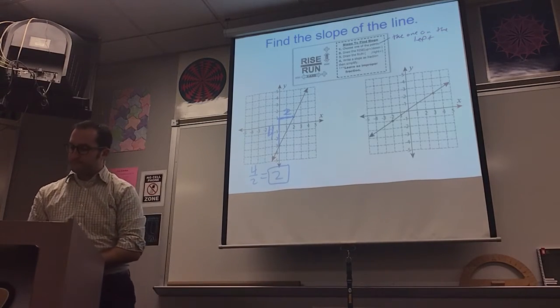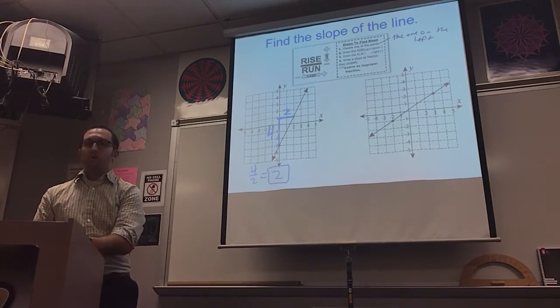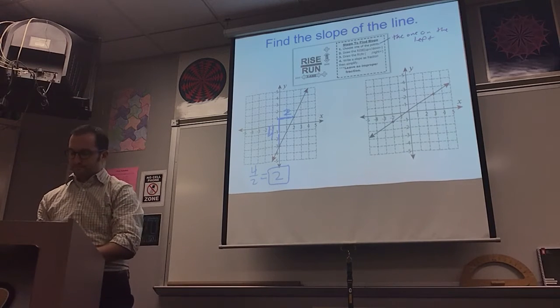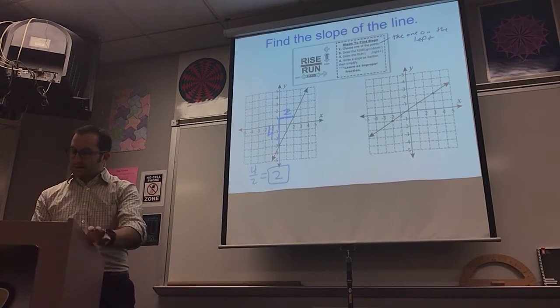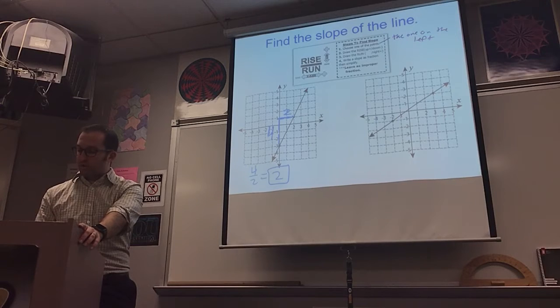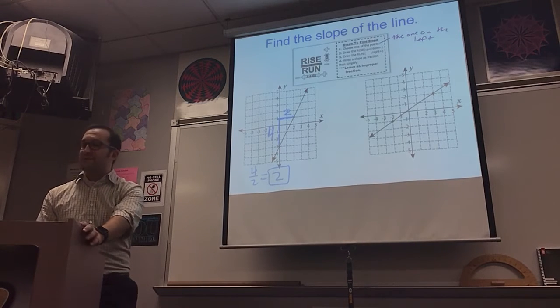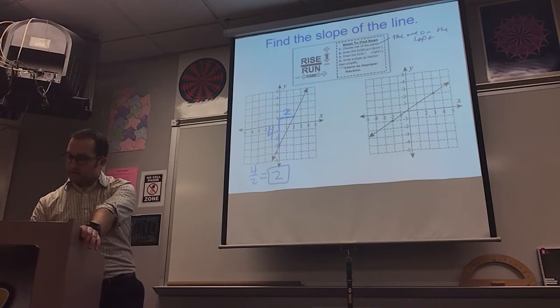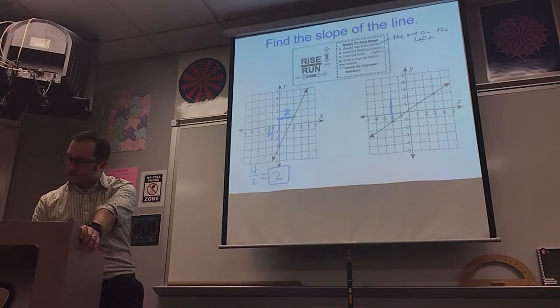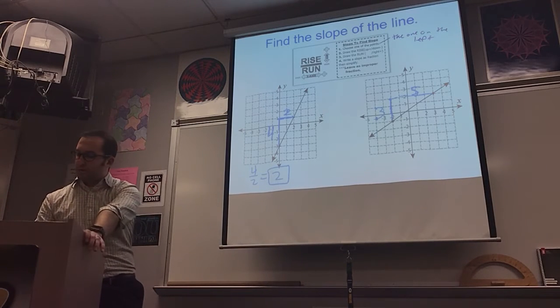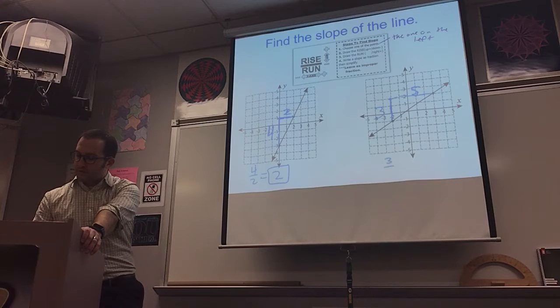All right. What about the next one? Not proportional again. So in order to find the slope, we're going to have to actually count. All right, so we count up 1, 2, 3, and over to the right 1, 2, 3, 4, 5. So what's our slope? 3 over 5.